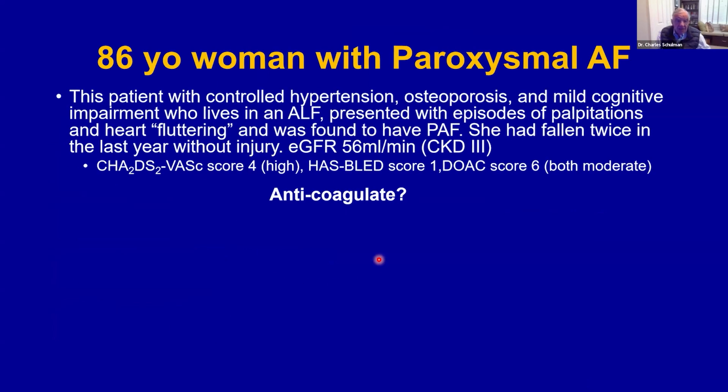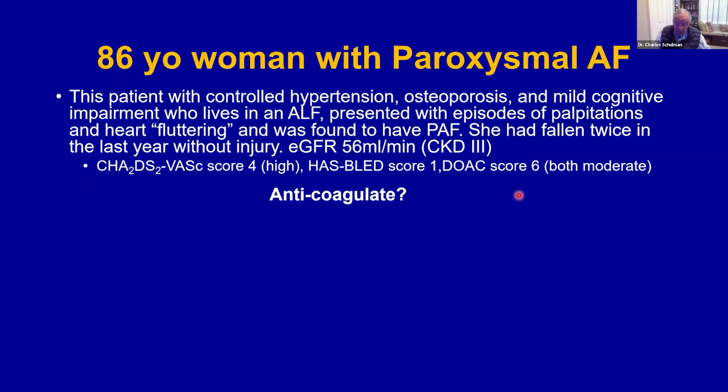So here we have an 86-year-old woman who presented with paroxysmal atrial fibrillation. She had a history of controlled hypertension, osteoporosis, and mild cognitive impairment. She lives in an assisted living facility and presented with episodes of palpitations, heart fluttering, was found to have paroxysmal AFib. She's fallen a number of times. Her kidney function is reduced, but not greatly so. Her CHADS-VASc score is high, 4.